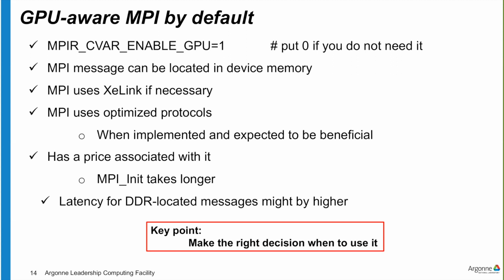At the same time, the latency of certain messages which are placed on DDR might be higher if you use GPU-aware MPI. So if you do not use MPI from the buffers located on GPUs, so you use MPI traditionally only from the host for host-located messages, you do not use GPU awareness of MPI. You can save some of the MPI overhead by removing GPU awareness. Make the right decision. We cannot make a decision for you, only you know what you use in your application.